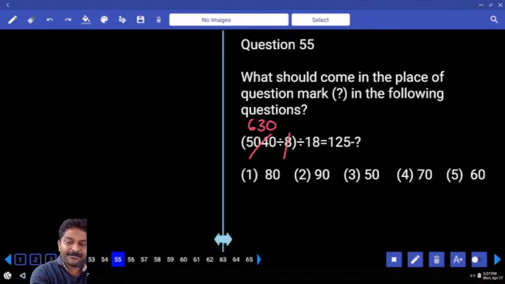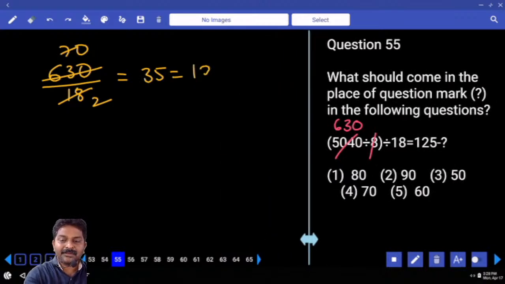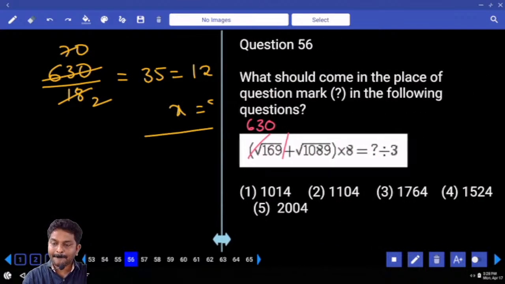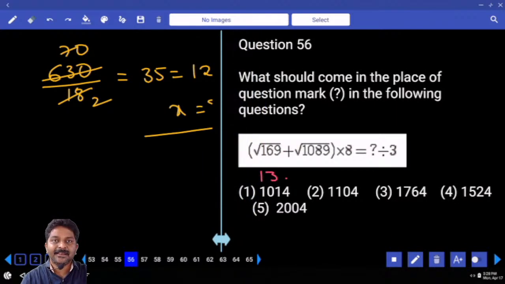So now we have 630 divided by 80, 9, 2 times, 9, 70 by 2, which is equal to 125 minus x. Then x is equal to 90. Under root of 169 is 13. 1089: 32 square is 1024, which is a little bit less than that number.